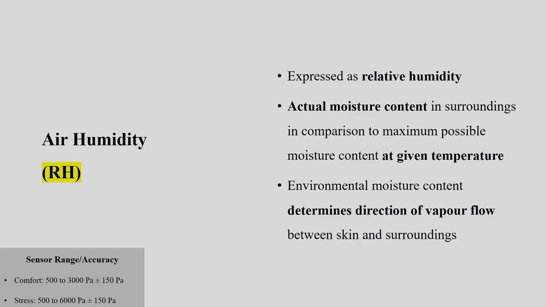Once these three parts are done, we can go ahead with the effect of air humidity. Let us understand air humidity. It is expressed as relative humidity, that is why it is RH. It is the actual moisture content in the surroundings in comparison to the maximum possible moisture content at any given temperature. So what is there in actual and what is the maximum possible. You are going to compare that.